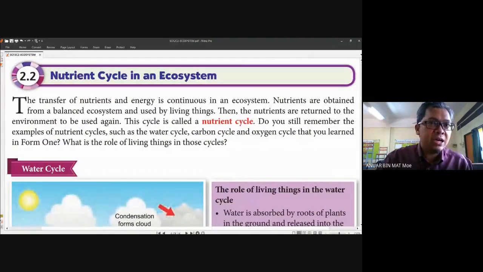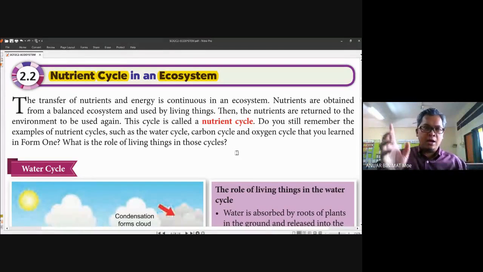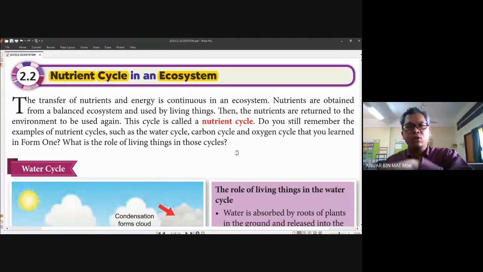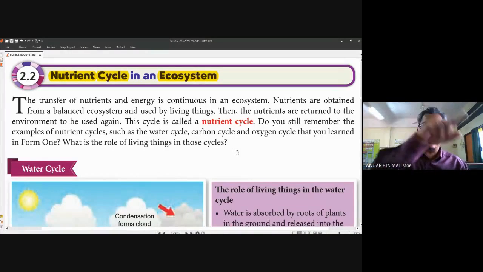We call it the nutrient cycle in an ecosystem. The nutrient cycle. Cycle means what? Just like a bicycle, you know the cycle. It will have a repetition, just repeat itself, cycle. Sometimes it has another role, and most of the time will have another role in a cycle here. Very easy one.